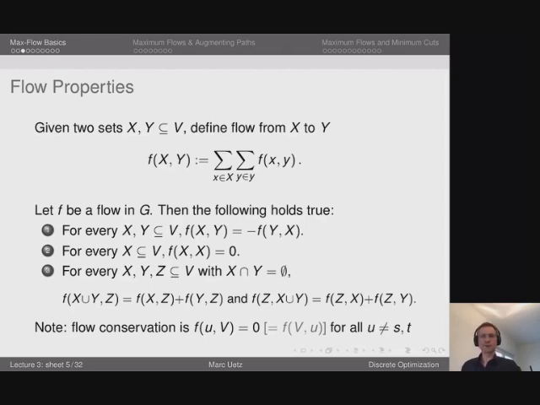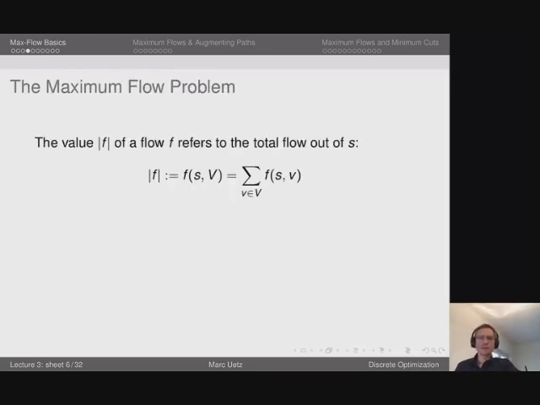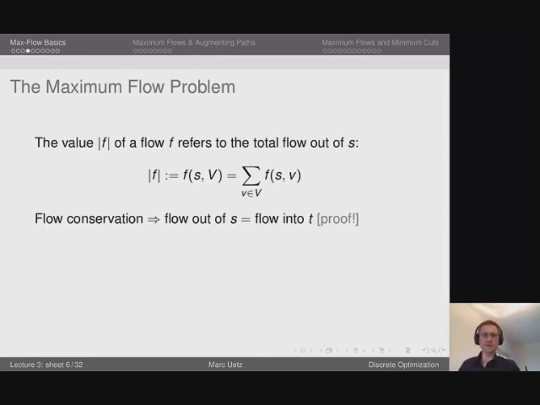So what's the problem that we are going to look at? So here comes the definition of our object of interest, the maximum flow problem. We define the value of a flow as the total flow value out of the source vertex S. That's the total flow that goes out of S into the rest of the graph. Because all the other nodes except S and T have to fulfill flow conservation, the flow cannot disappear in the network, and therefore the flow out of S must be equal to the flow into T.